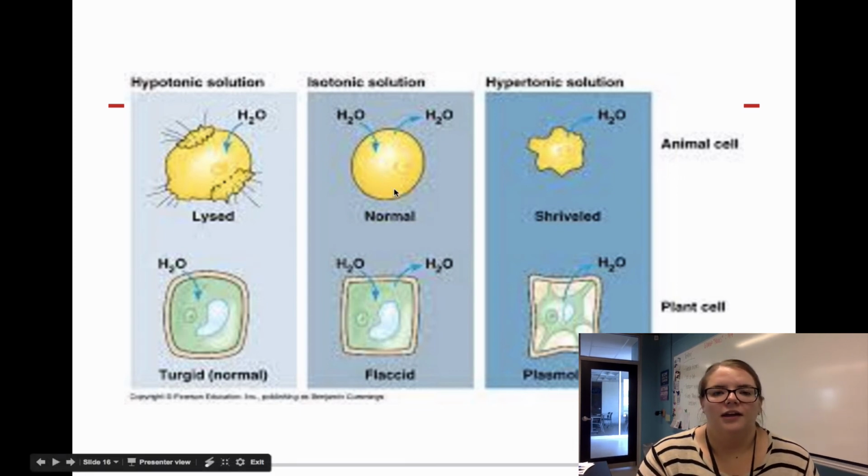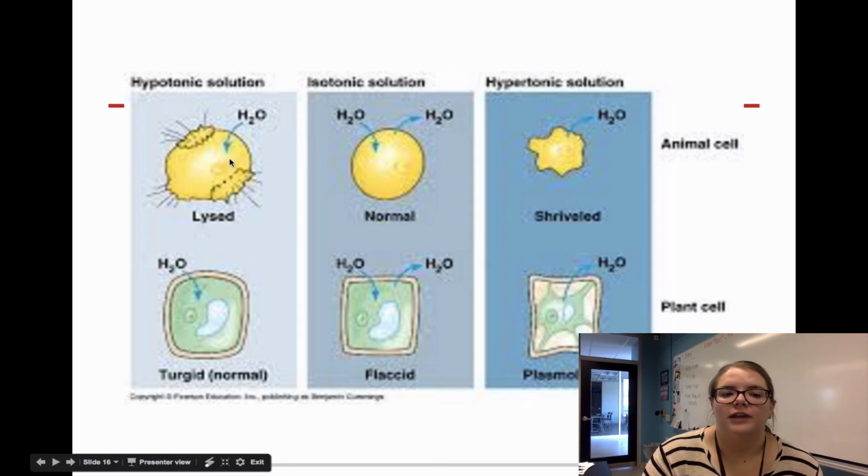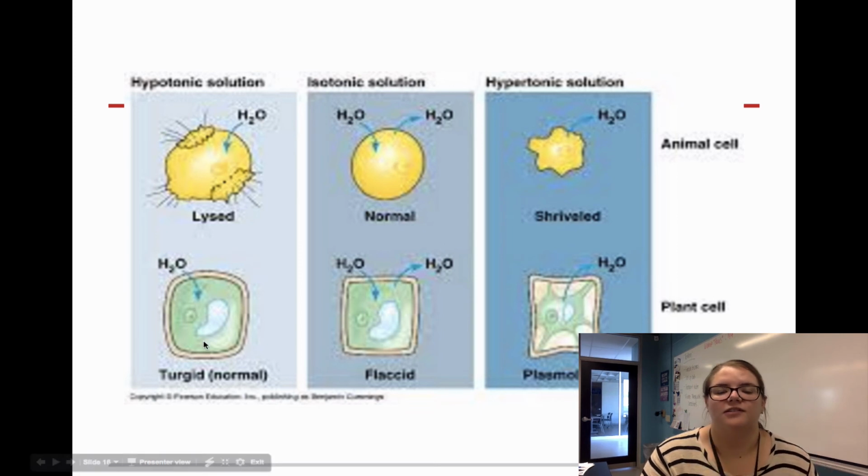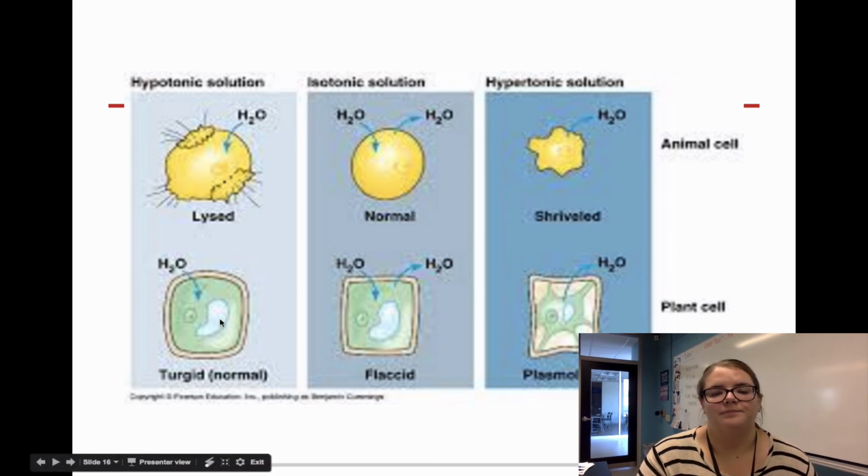All right, if your cell goes into a hypotonic solution, remember that means less on the outside, right? So now you just have a few solutes on the outside, lots on the inside. Water is going to move into the cell. So again, water moves from where it's hypotonic to where it's hypertonic. So it's moving into the cell. For animal cells, this is bad news bear. The cell will burst. For plant cells, this is normal. Water is moving in and that plant cell gets nice and full, which is what you want.